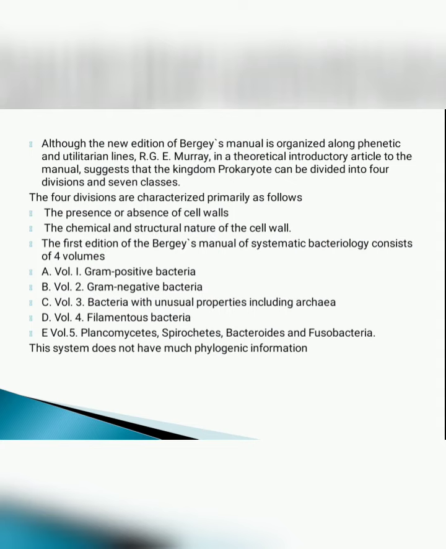So there are different volumes for Bergey's manual. Volume 1 includes Gram-positive bacteria, Volume 2 includes Gram-negative bacteria, Volume 3 includes bacteria with unusual properties including archaea, Volume 4 includes filamentous bacteria, Volume 5 includes spirochetes, planctomycetes, bacteroides, etc. And this does not have much phylogenetic information. The Bergey's manual divisions are also characterized by presence or absence of cell walls, and the chemical and structural nature of the cell wall.